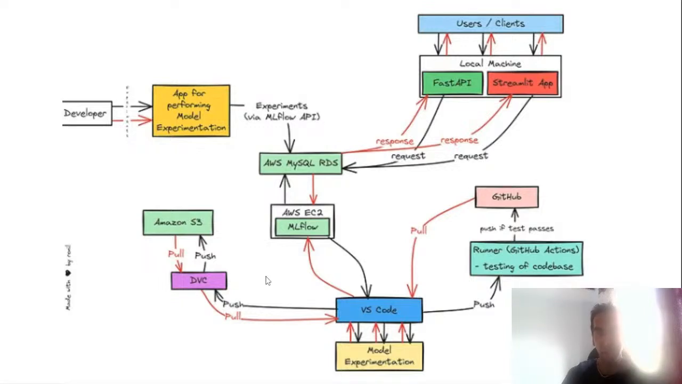So you can see that there is DVC. DVC is a version control system which pushes the datasets into S3. S3 is a key value storage, just like maps.